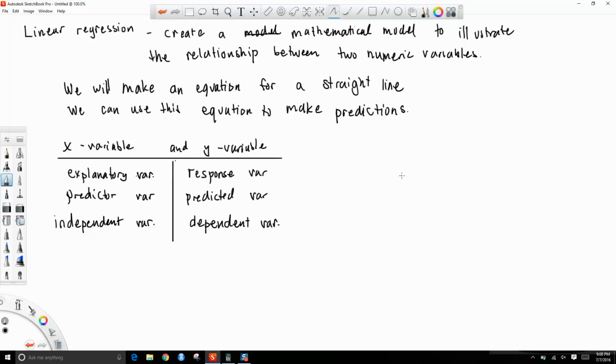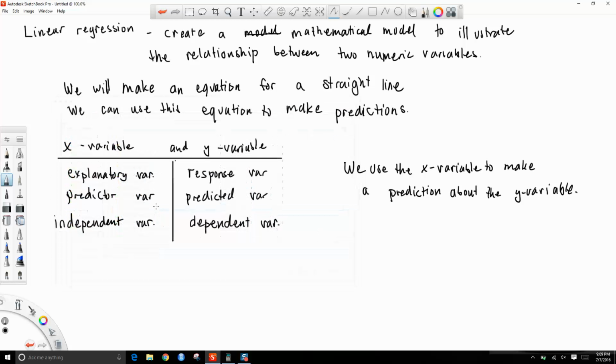Okay, and the key idea here is we use the x variable to make a prediction about the y variable. Or you can plug in any of these other names. We use the explanatory variable to make a prediction about the response variable.